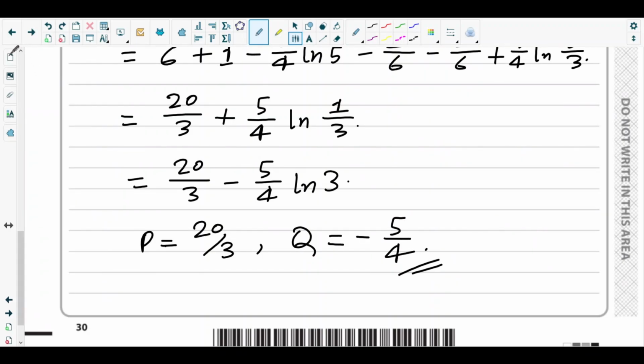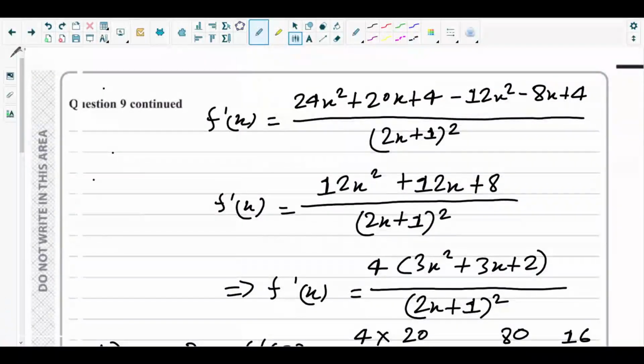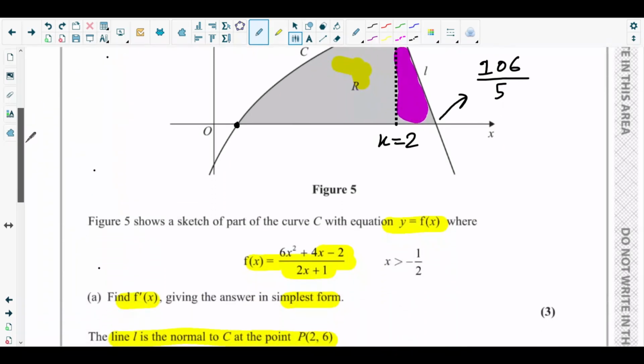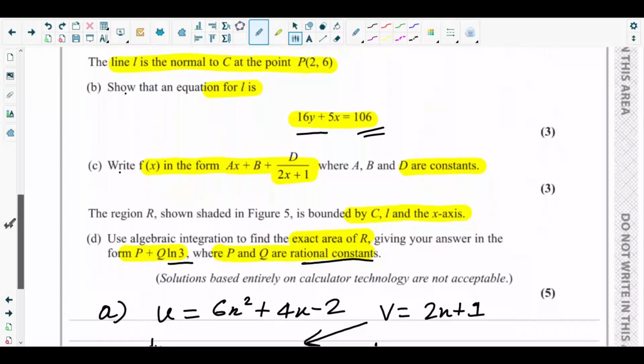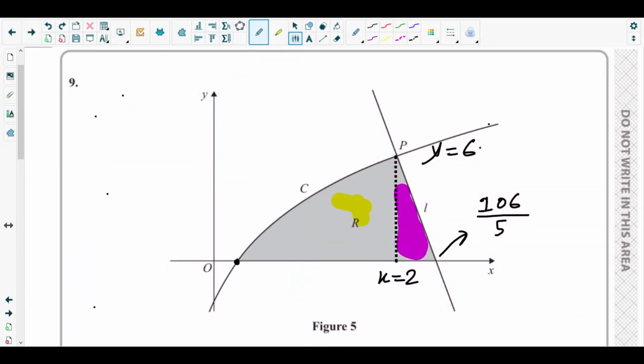That's it. Done. So this is all about the last question of the most recent P3 paper, which is October 2024, and that's the end of this playlist. Thank you so much.